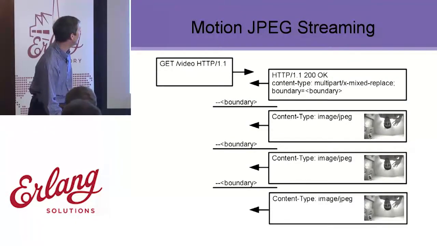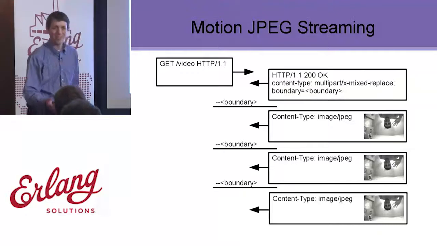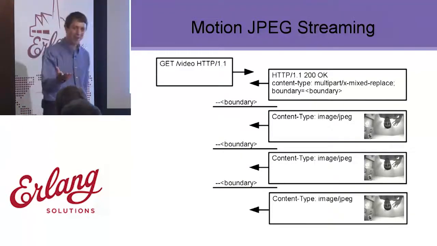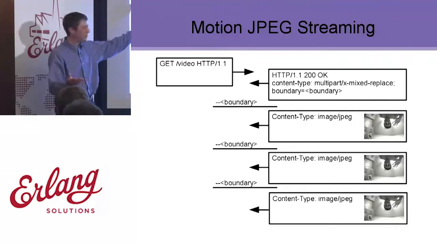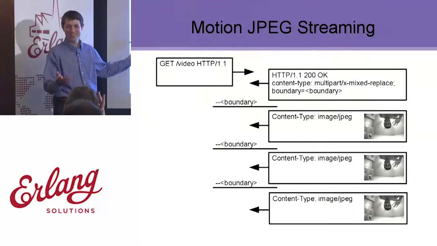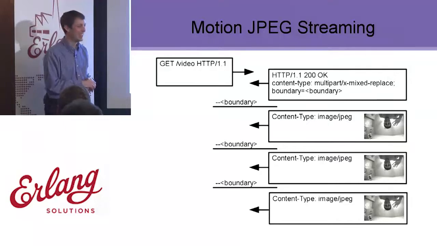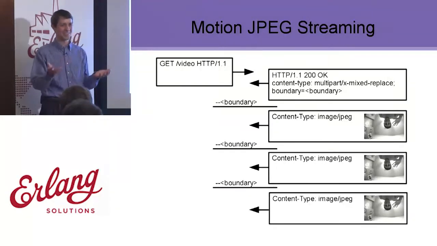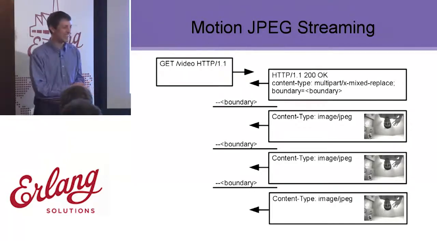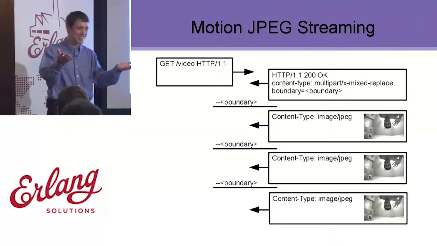All right, so Motion JPEG streaming. This is how it works. The client sends a request. You get a multi-part reply, and each of the images is a frame that the browser will just display. And this does work, believe it or not. It's as simple as it is.